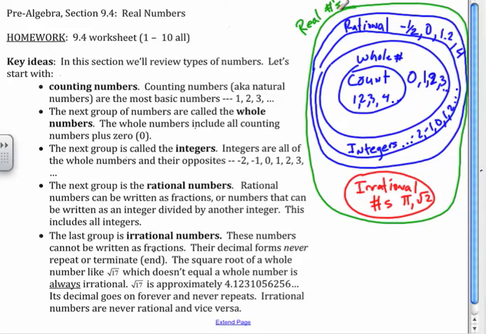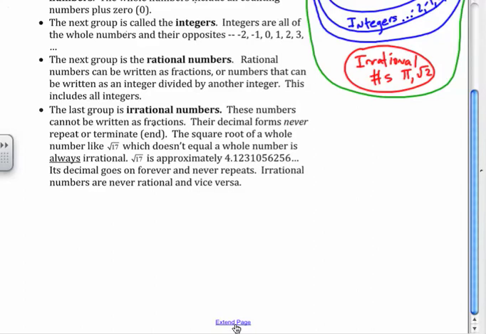Okay, now today I want to focus on irrational numbers. Now, the way we can tell irrational numbers is we look at the decimal form. Okay, decimals can do one of three things. They can repeat. Okay, and if they repeat, they're rational. For example, 1/3 is equal to 0.33 repeating, right?